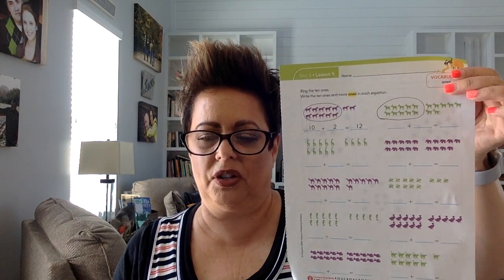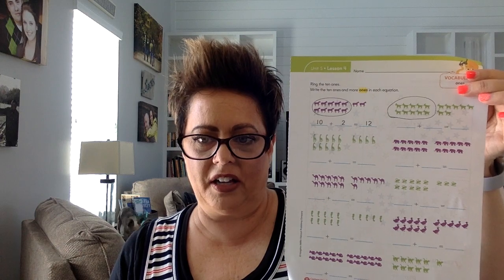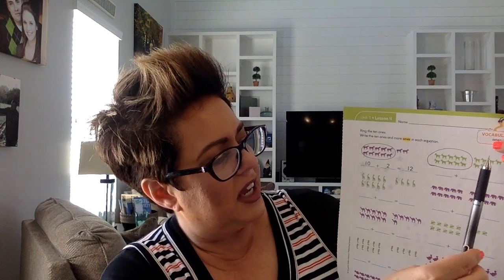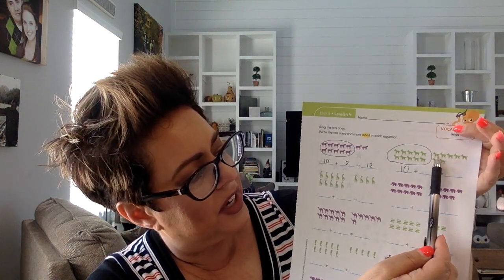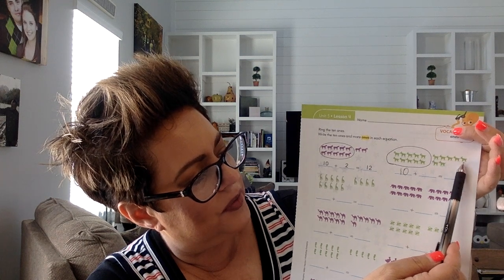So let's look at the next one. It looks like they are goats. So we're going to circle the 10 goats because we want to give our brain a picture. We know there are 10 right there. Then we want to count the extra ones, but first we want to write the number 10. 10 plus, how many goats do we see over here? 1, 2, 3, 4, 5, 6, 7. 10 plus 7.